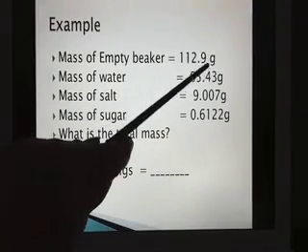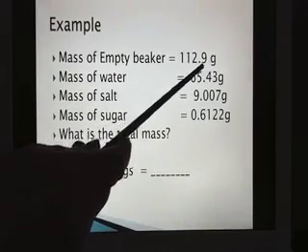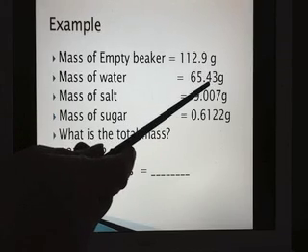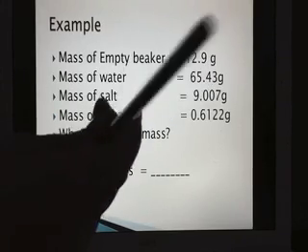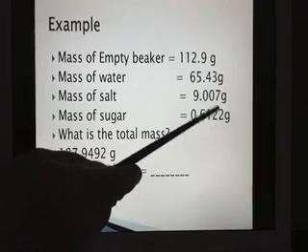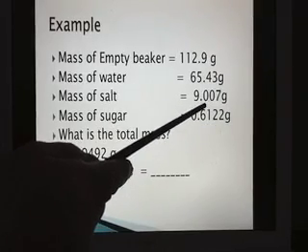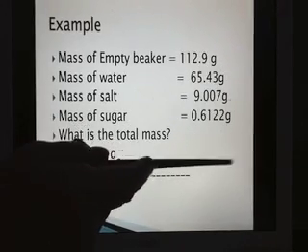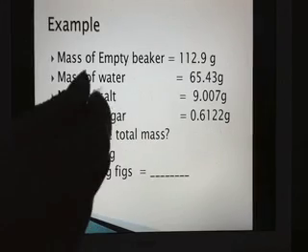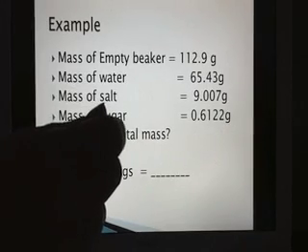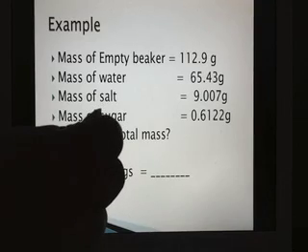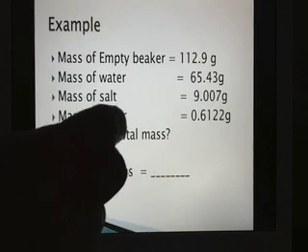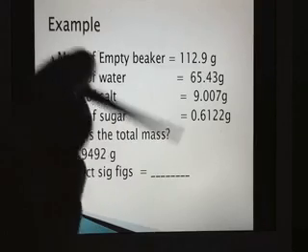How many decimal places are there in this value? Just one. How many decimal places here? 2. We're counting decimal places, not sig figs in this case. How many decimal places in 9.007? There are 3. And how many decimal places here in 0.6122? There are 4. All right, when we add these all up, we come up with 187.9492 grams. Wow, we need to write our answer to the correct number of sig figs.